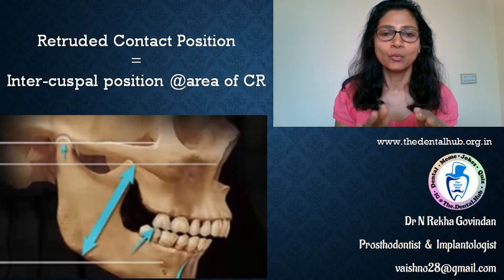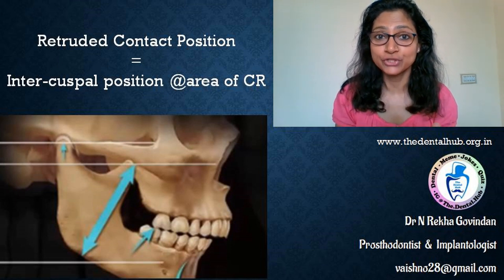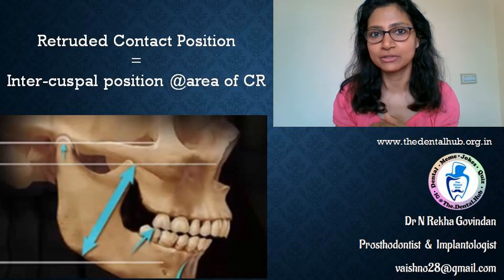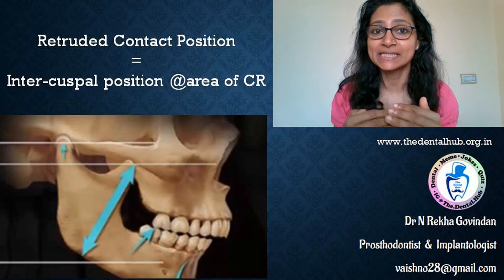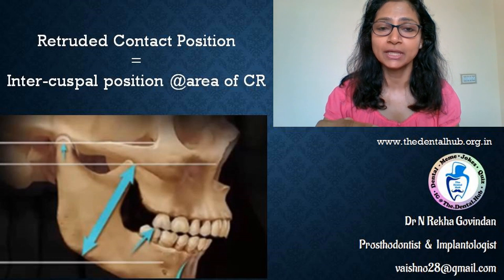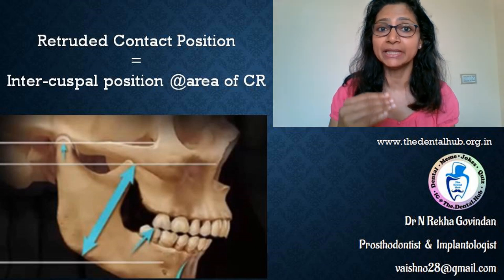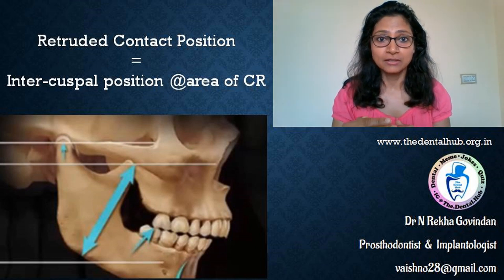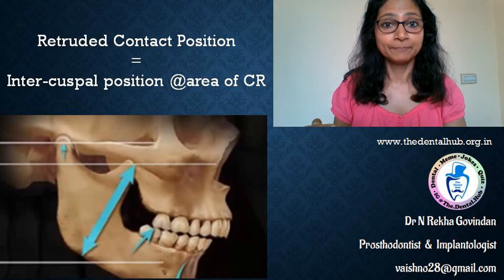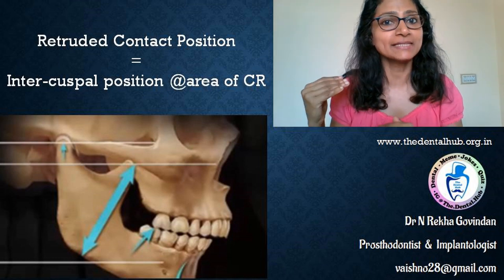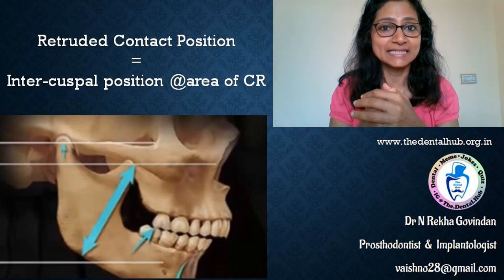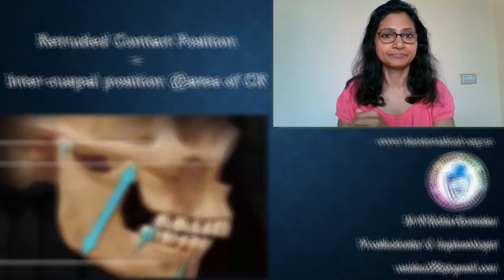Okay? Why? Because centric relation position is the most predictable, reliable, and repeatable position. When you are establishing an occlusion, in case you have to increase the vertical dimension of occlusion, the MIP, that is the maximum intercuspal position, would be lost. So the only thing that you could rely on, which is stable, is the bone-to-bone relation, that is the centric relation position. Hence, the occlusion is established at CR.